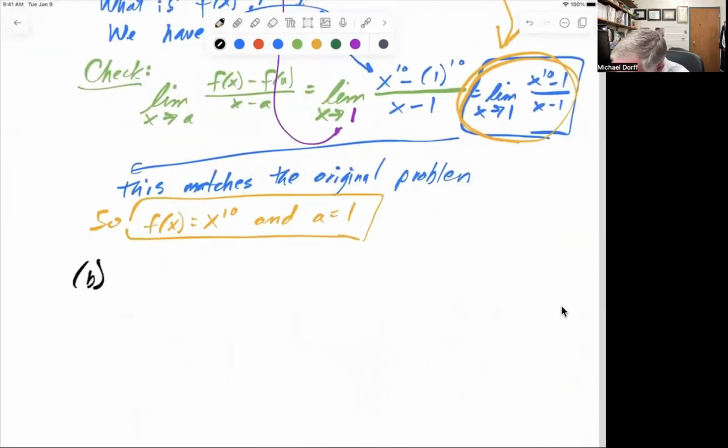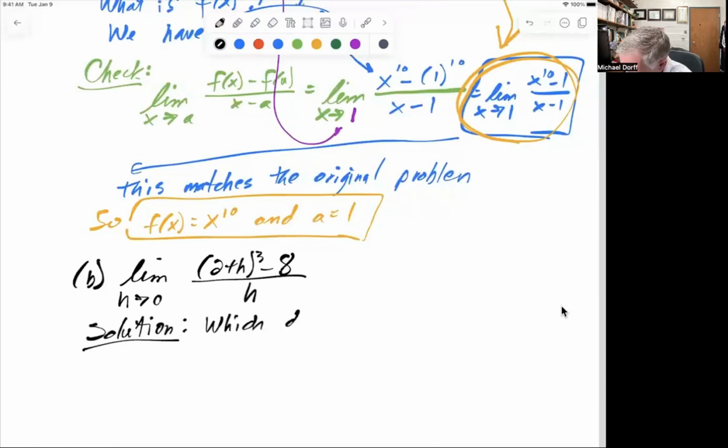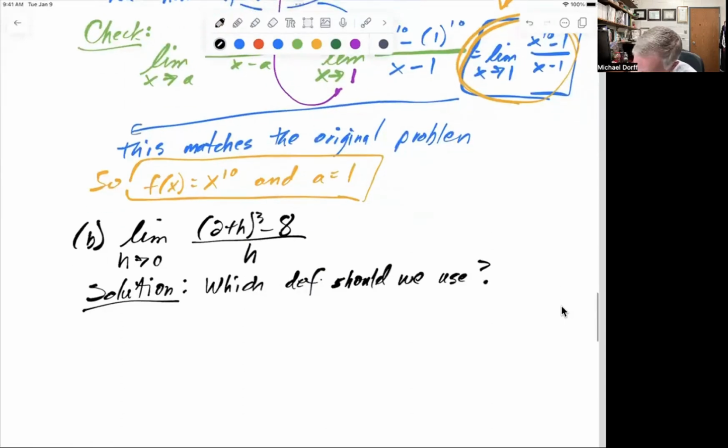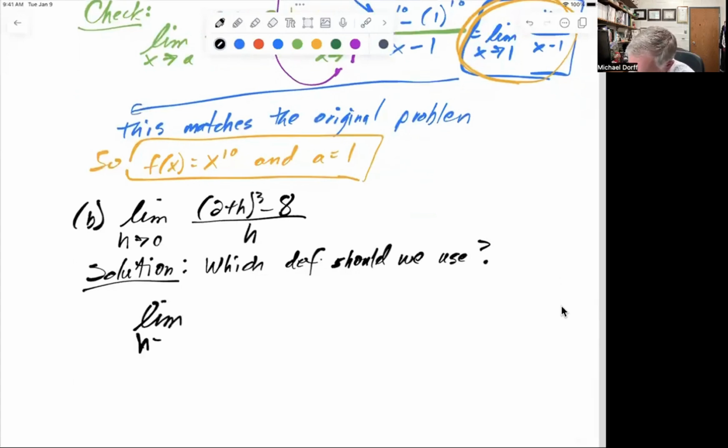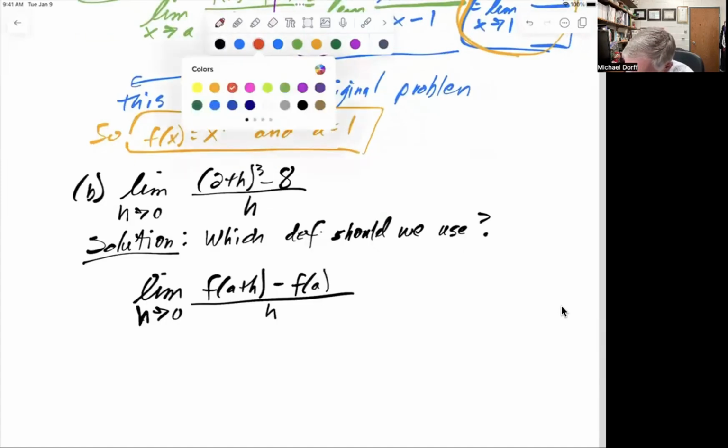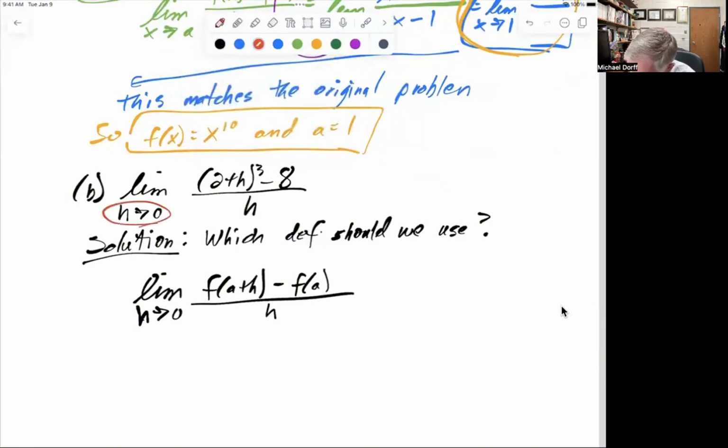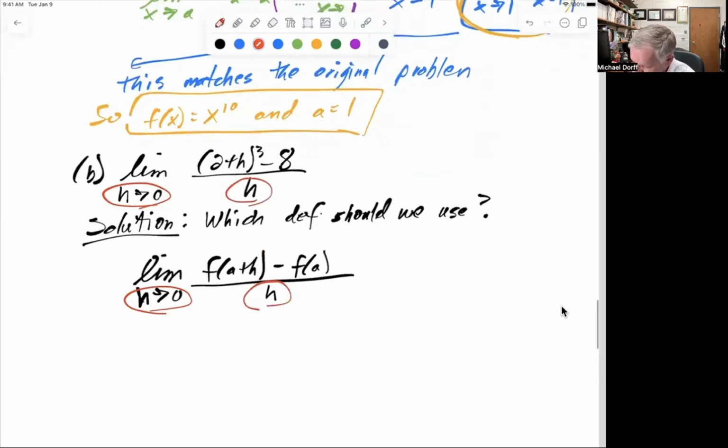Part B, suppose I have the limit as h goes to 0 of (2 plus h) cubed minus 8 over h. All right, so which definition should we use? Well, I'm going to use the one where h is going to 0 of f of a plus h minus f of a all over h. So why do I pick that one? Well, they both have h's in them, h going to 0, and there's an h in the denominator. That's why we choose this one.